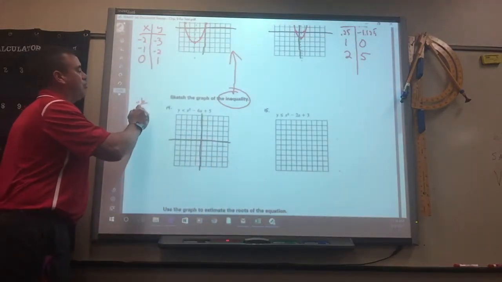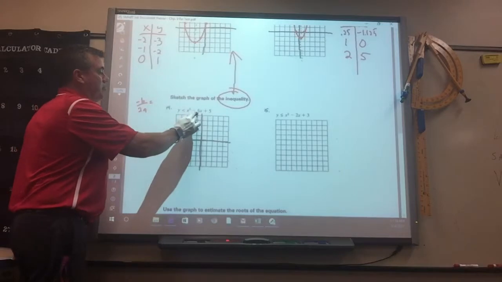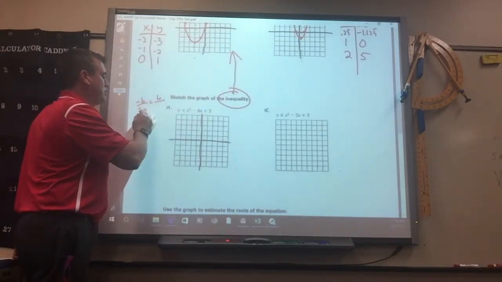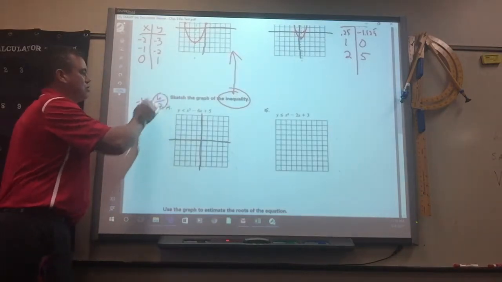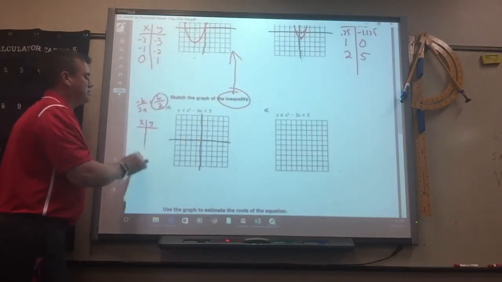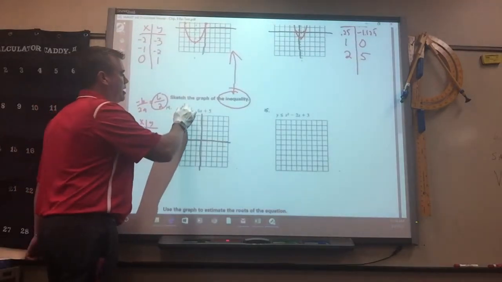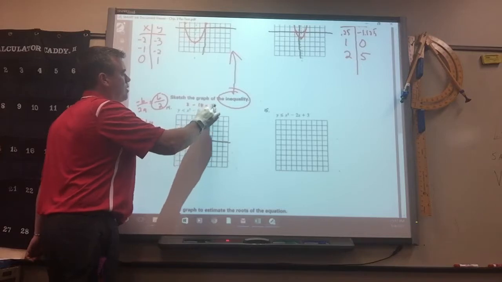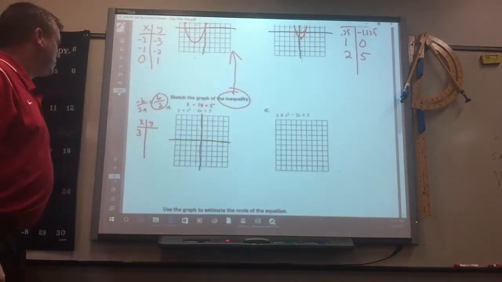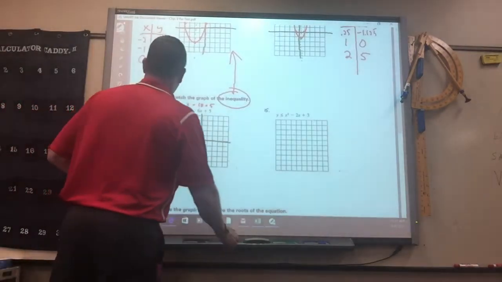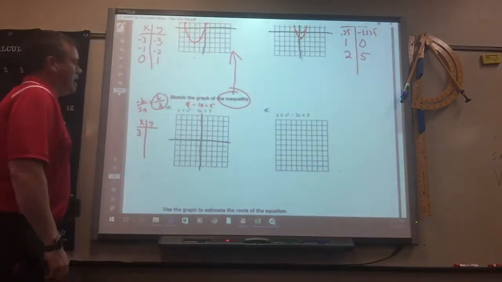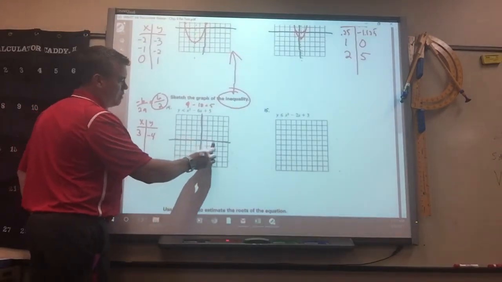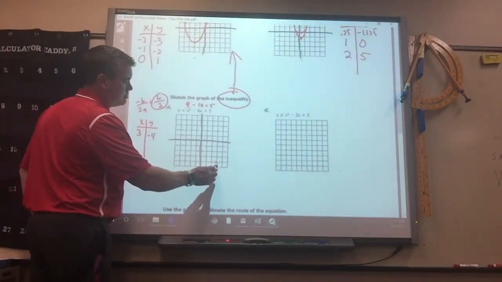It's negative b over 2a. B is negative 6, so negative makes positive 6. A is 1. 2 times 1 is 2. 6 over 2 is 3. So when I put 3 in here, that's negative 9 plus 5, it's negative 4. So 3 over 4 down is the vertex.